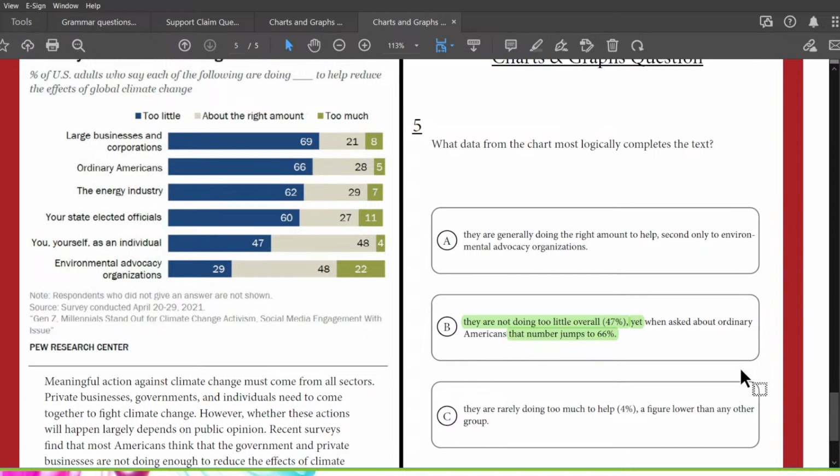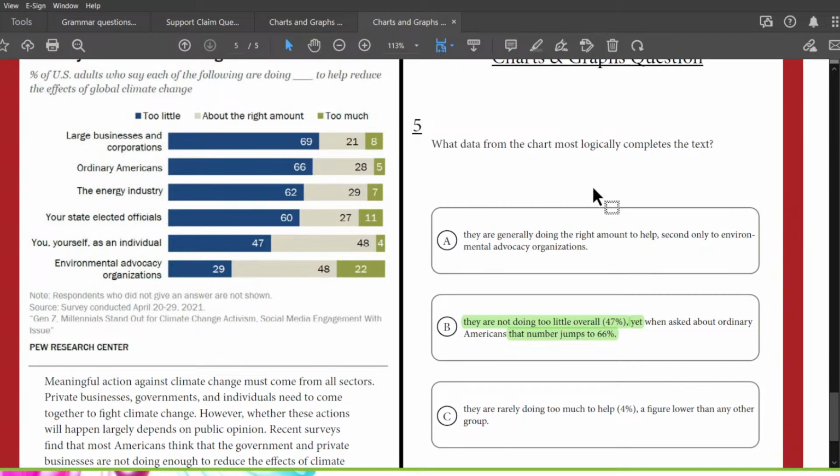Okay, Mohammed, thank you for the text. Yes, the ordinary Americans. Think about it. If I interview Americans and ask them, how are you doing as an individual? You say, I think I'm doing about the right amount. I'm not doing too little. I'm doing pretty good with climate change. How do you feel about ordinary Americans? Oh, they're not doing enough. Very few are doing the right amount.